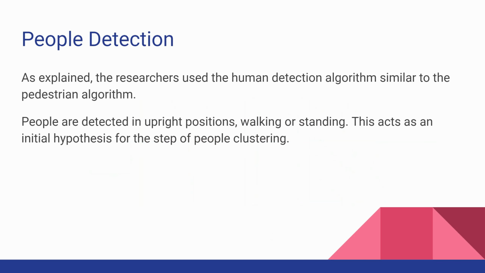So the subject of people detection. As explained, the researchers used a human detection algorithm similar to the pedestrian algorithm. So people detected in upright positions, walking or standing, and it's an initial hypothesis for the process.